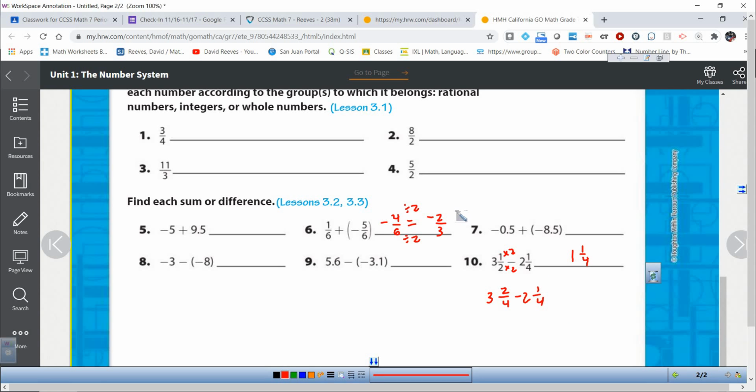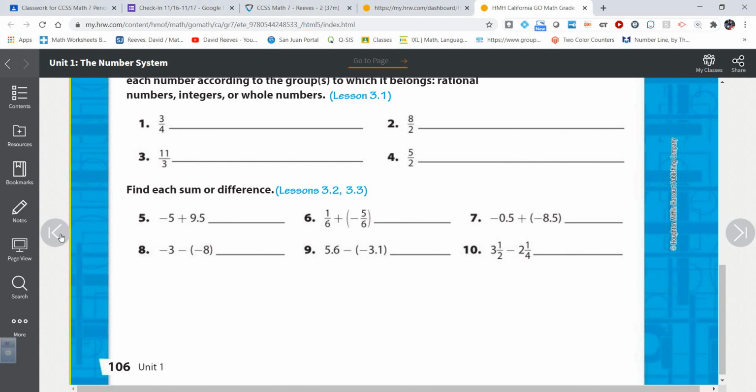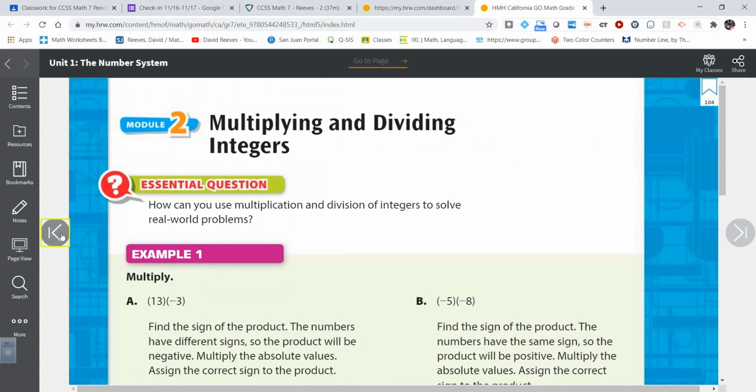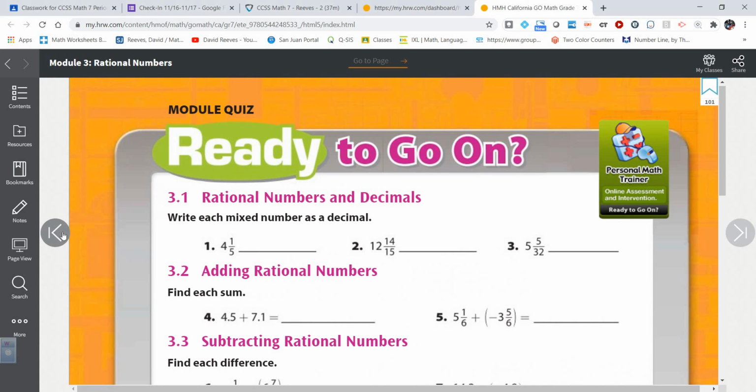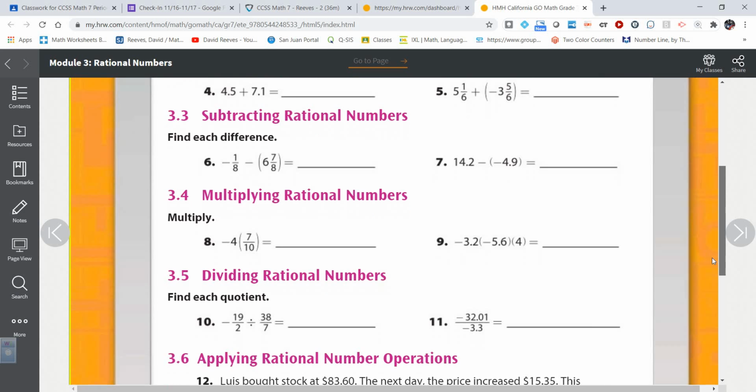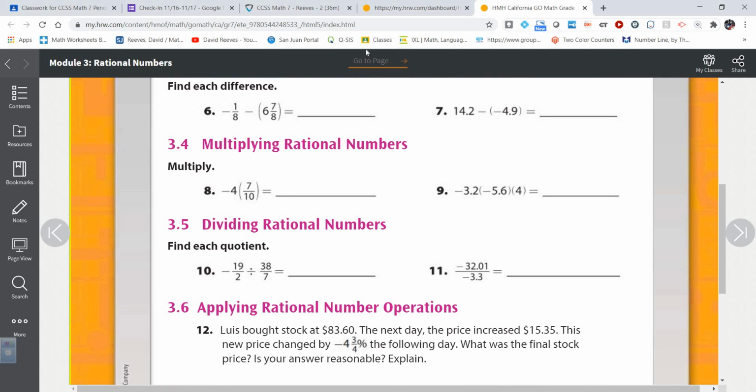Okay, so just a reminder, if you're going to add or subtract, if you don't have a common denominator, you do have to get that common denominator, unless you're doing it on the number line, in which case you don't necessarily have to have a common denominator. Okay, let's take a look at multiplying and dividing rational numbers.